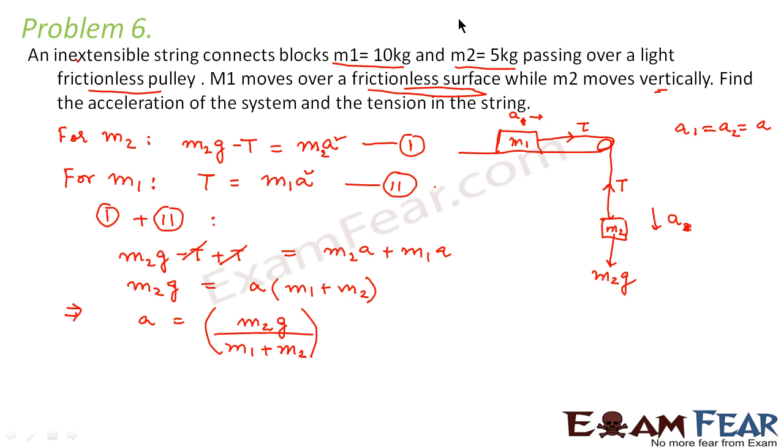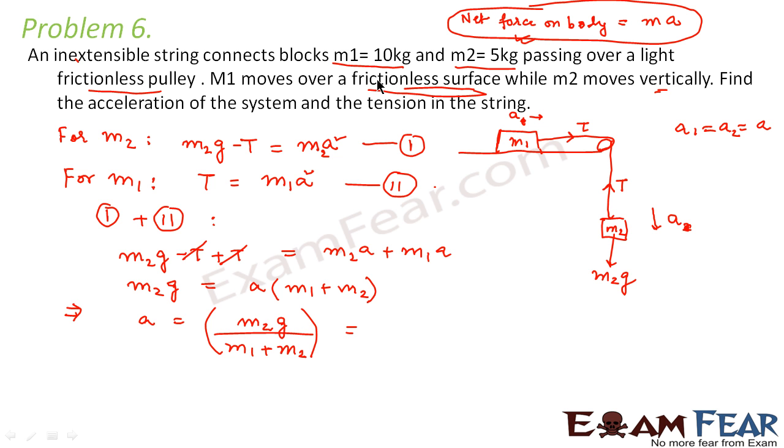So I'll write it here. To write the equation of motion, you just remember net force on the body is equal to mass into acceleration. Just remember this. Now once you are able to draw the free body diagram correctly, it will be very easy for you to find out the net force on the body. So here, acceleration is m2g divided by m1 plus m2.